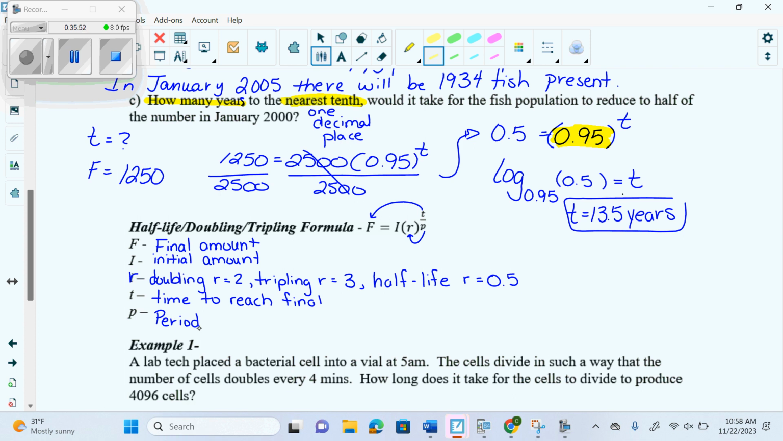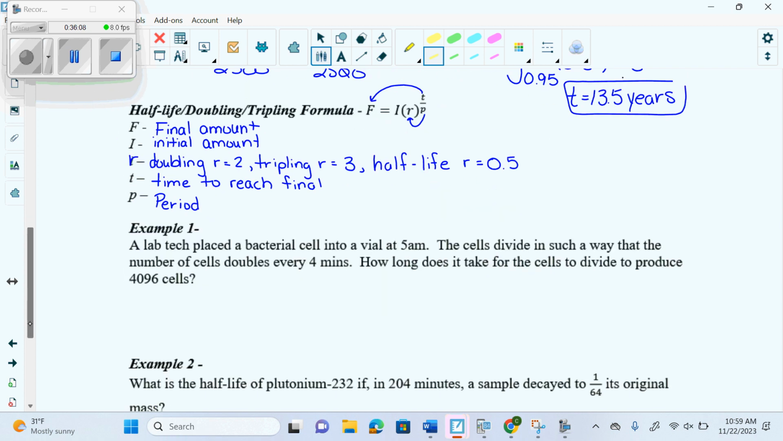Okay? So P is the half-life, doubling or tripling period. It often follows the word doubling, tripling, or half-life. It doubles every 10 hours. It triples every 3 minutes. It halves every 4 hours. Okay? So let's see if we can decipher through what we have here and what we need.